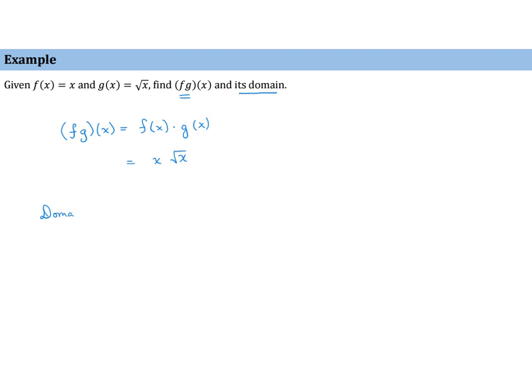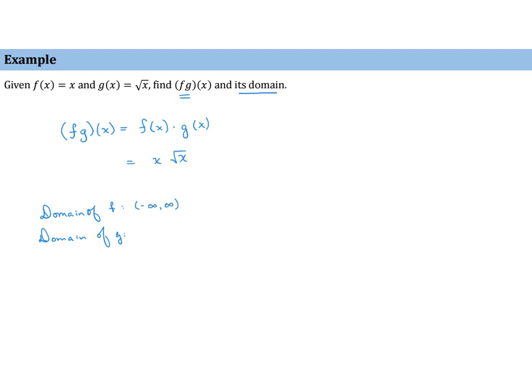So the way to find the domain of one of these functions is to look at them separately first. So we'll look at the domain of f, we'll look at the domain of g, each separately. So the domain of f, we'll look at f of x equals x. What inputs could we have there? Anything. x can be anything.